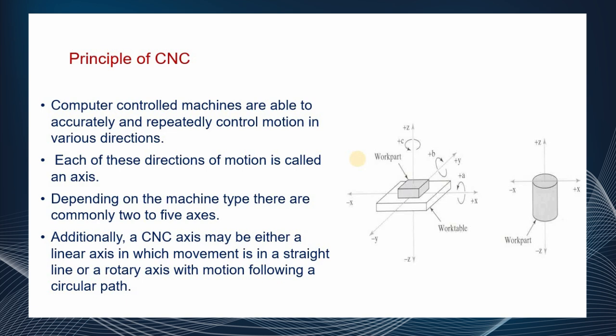Depending on the machine type, there are commonly 2 or 5 axes. Additionally, a CNC axis may be either a linear axis, in which movement is in a straight line, or a rotary axis, with the motion following a circular path.